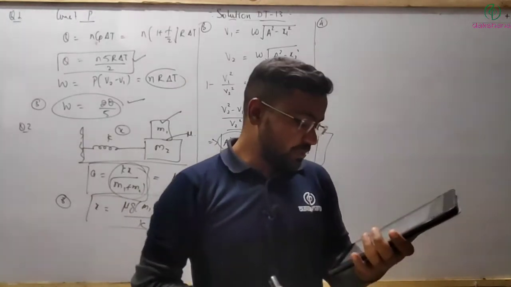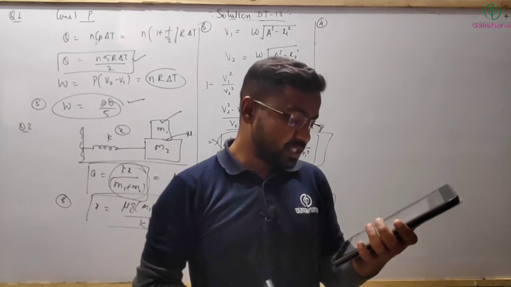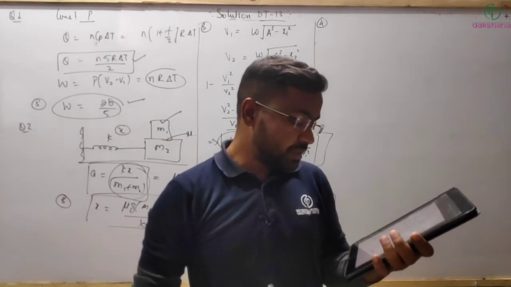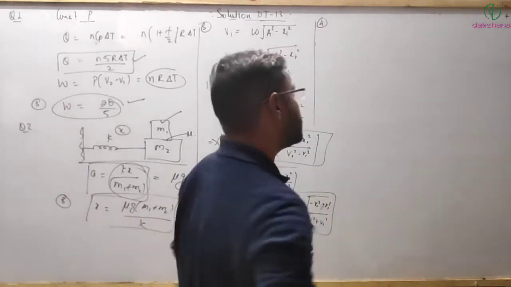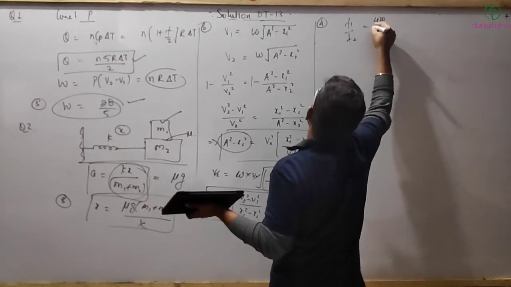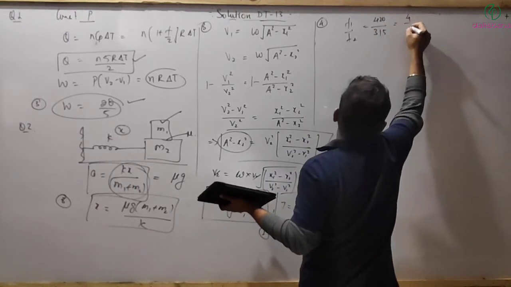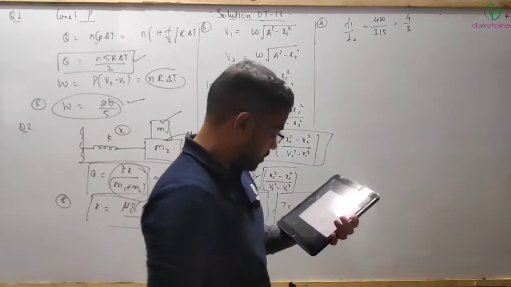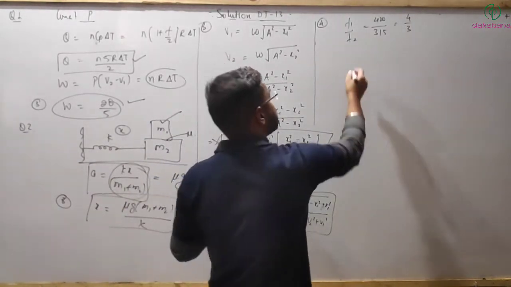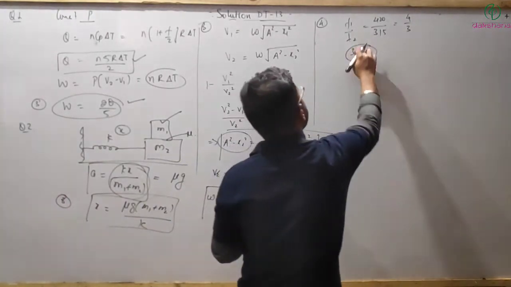A string is stretched between fixed points separated by 75 centimeter. It is observed to have resonant frequencies of 315 Hz and 420 Hz. There are no other resonant frequencies between them. The harmonic number of these frequencies: the ratio is simply f1 by f2, that is equal to 420 divided by 315, that's cancelling out, it's coming out to be 4 by 3. So, since f1 is given as 315, it will basically be 3 and 4.